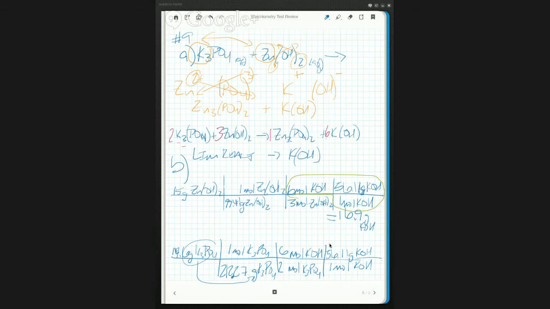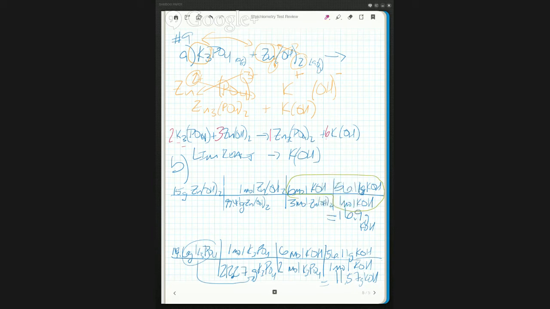We had 14.6 times 6 times 56.11 equals, divided by 212.27 equals, divided by 2. And I get from this right here equals 11.57 grams of KOH. So I look at that and I say, hey, check it out.